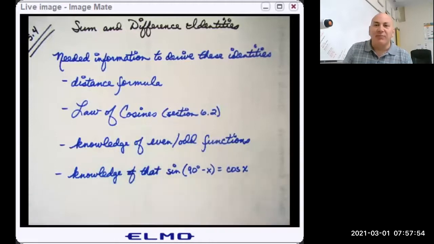We have to know something about odd and even functions. f of negative x equals negative f of x for odd functions, and f of negative x equals f of x for even functions. And we also need to know this. And this should be pretty easy to prove if you draw a right triangle in the first quadrant. You should be able to prove that pretty easily.